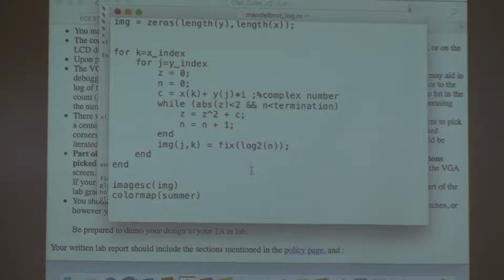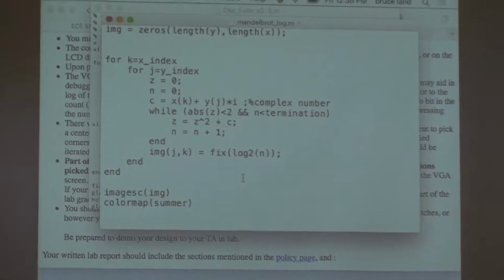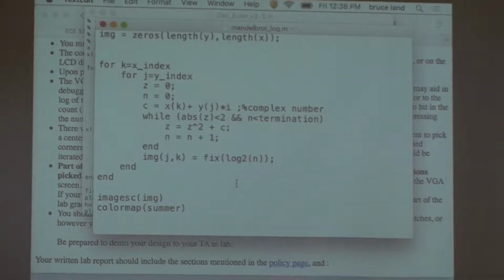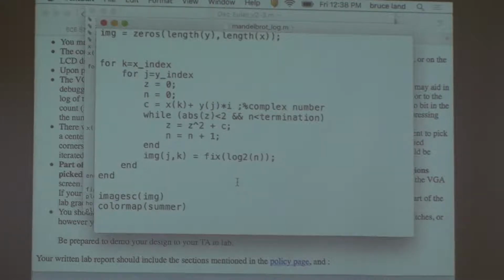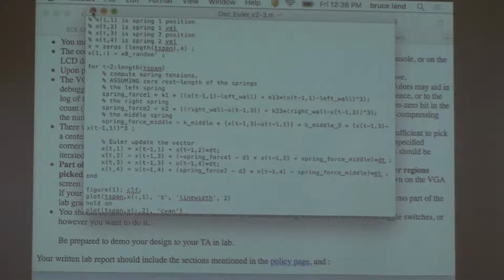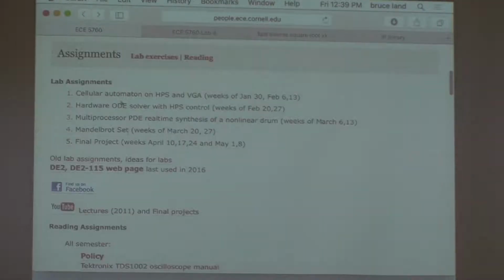Now the C is a little homelier because C doesn't know anything about complex numbers. And the Verilog is, of course, yet even more awful, but it's not that bad. We'll talk about the Verilog in a minute. Are there any questions on the MATLAB before I continue?